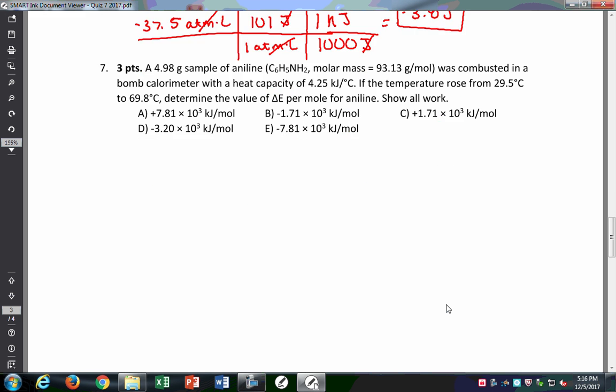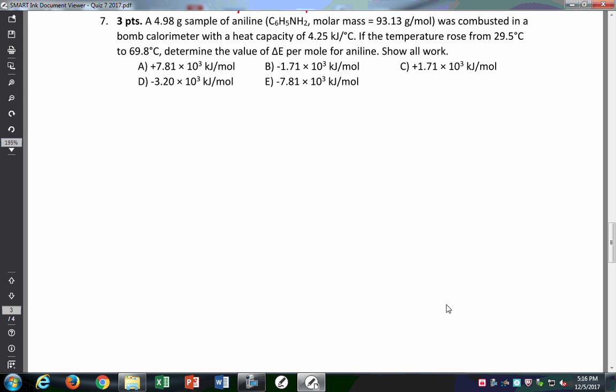Okay, this one is a little bit more detailed, but not necessarily hard. We just have to go through this one in a couple of steps. So here we have a 4.98 gram sample of aniline. It doesn't really matter what aniline looks like. I wouldn't expect you to draw the Lewis structure of that, because with 6 carbons, there's a lot of different ways it can be connected. But I gave you the formula, and then I also gave you the molar mass, which you could figure out with the formula, but because of time constraints, I gave you both.